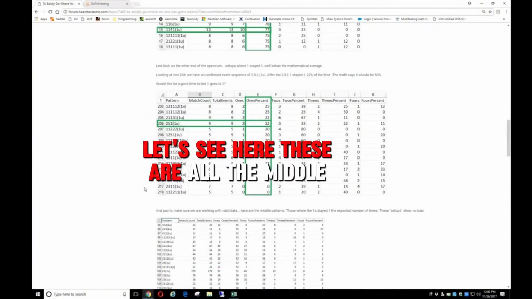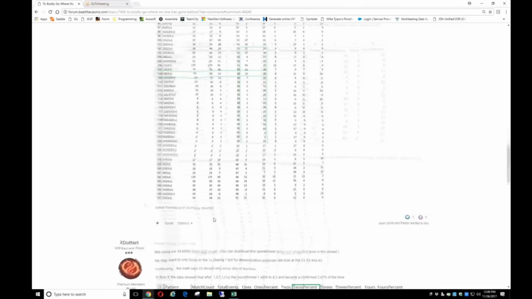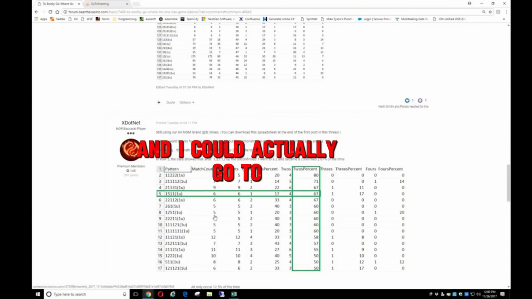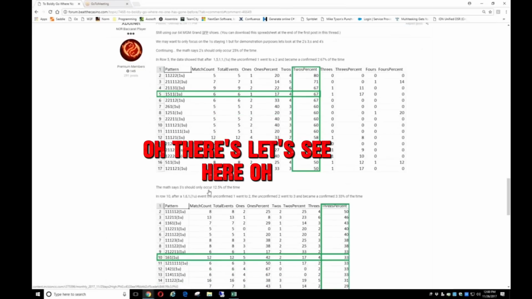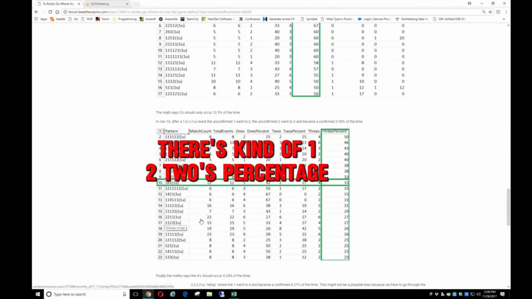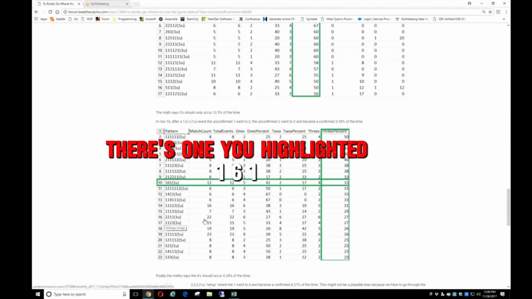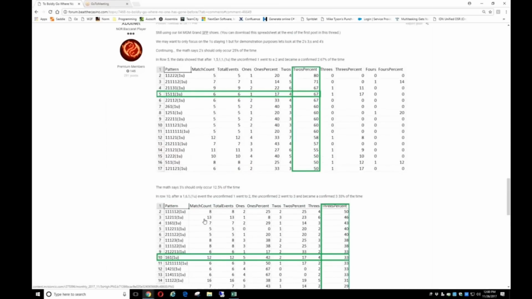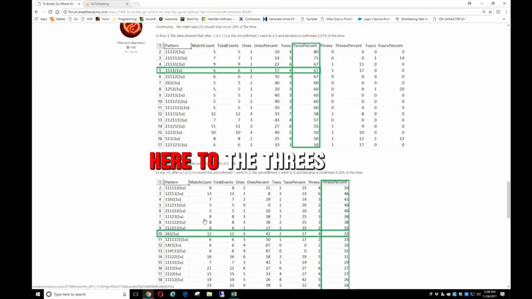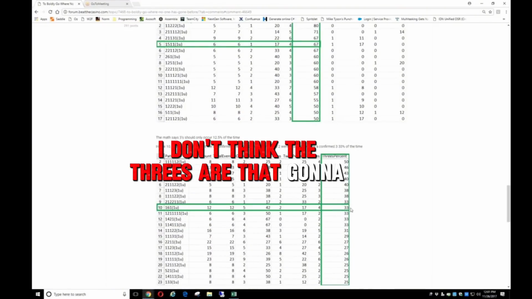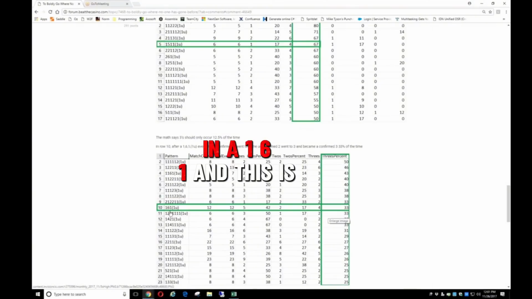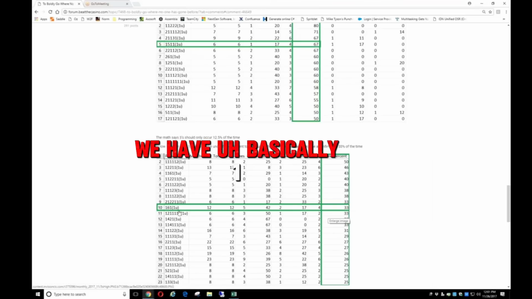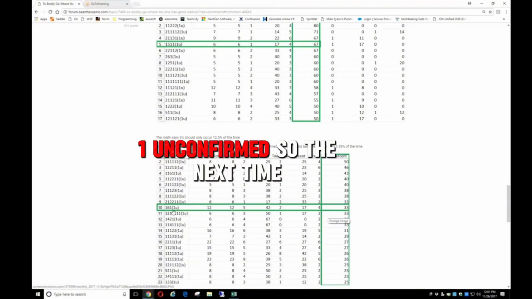Let's see here. These are all the middle patterns. I could actually go to another spreadsheet and show you this. Well, there's kind of one too. Two's percentage. There's one you highlighted, 161. And this was all the way out here to the threes. I don't think the threes are going to be that useful, but it was just to highlight that in a 161, and this is after our twist, we have basically 1-6-1-1 unconfirmed.